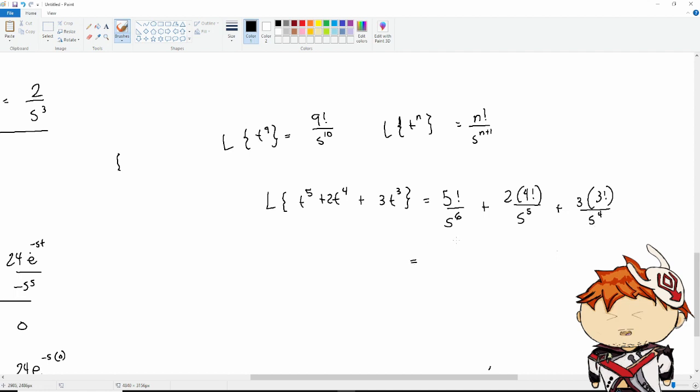So 5 times 4 is 20, times 3 is 60, times 2 is 120 over s to the 6. Then 2 times 4 is 8, 8 times 3 is 24, times 2 is 48, so 48 over s to the 5th. Plus 3 times 3 is 9, times 2 is 18 over s to the 4th. That's the Laplace transform of this equation, and that's the shortcut method.